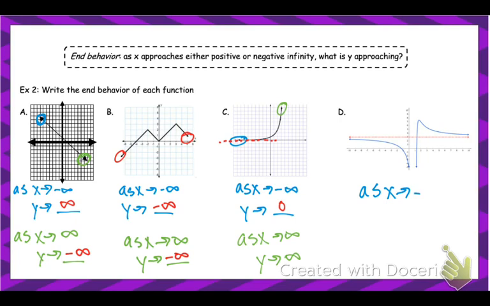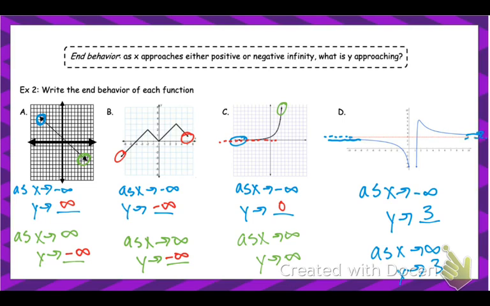So here, as x approaches negative infinity, we look at my y's. The x's, as they get smaller and smaller, are getting closer and closer to that dotted line, that asymptote. That asymptote has a y value of 3. Then we look at the other side. Same thing, that y is also approaching that asymptote, which has a value of 3.